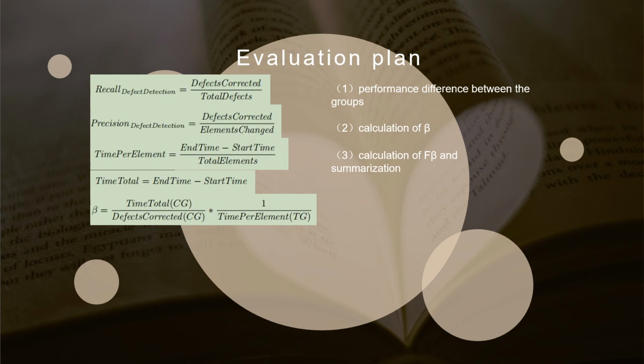Second is calculation of beta. We calculate beta as described below. For this formula, the first part is the average time a participant in the control group needs to identify and correct a defect. The second part is the average time a participant in the treatment group needs to either accept or reject a single answer from the tool. Third is calculation of F-beta and summarization. We will estimate the average summarization of the tool by using beta and a synthetic test.